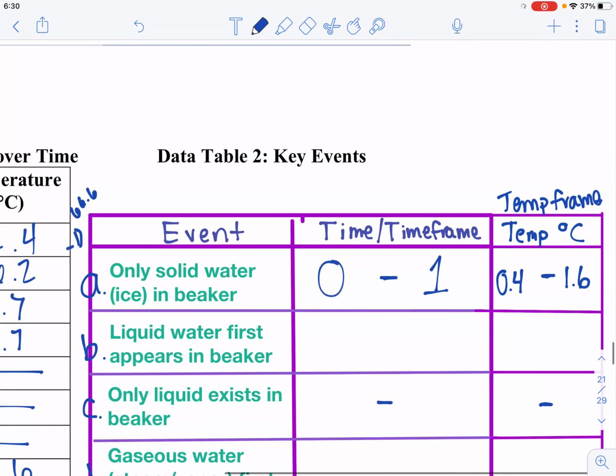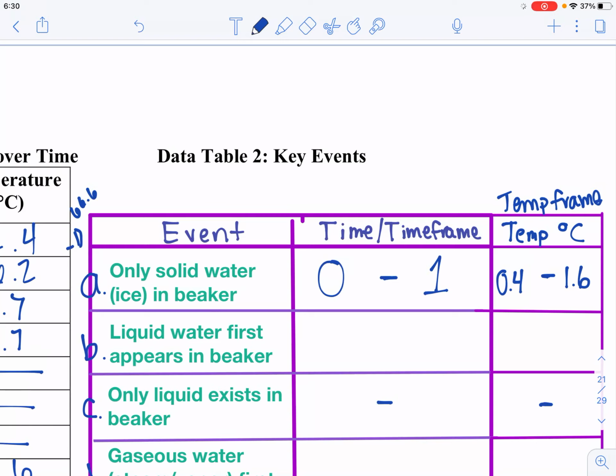So that was the time frame that we saw only solid water or ice in the beaker. And there were some issues with the water melting before you were able to, once you put it on there. So that could influence your results a little bit, but just go with what you have best down there.